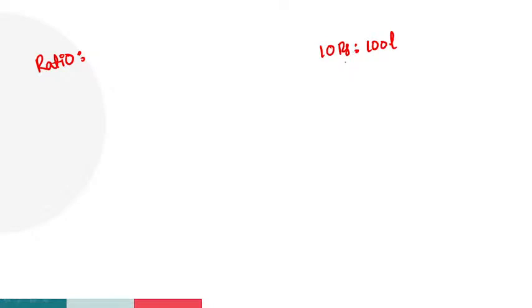Somebody is saying the answer is 1 is to 10. It is a wrong answer. Why? Because here it is given 10 rupees and here 100 liters. How can you compare rupees and liters? But 10 rupees to 100 rupees, then the answer is 1 is to 10. 10 liters to 100 liters, then the answer is 1 is to 10. It means two quantities of the same units is called the ratio.